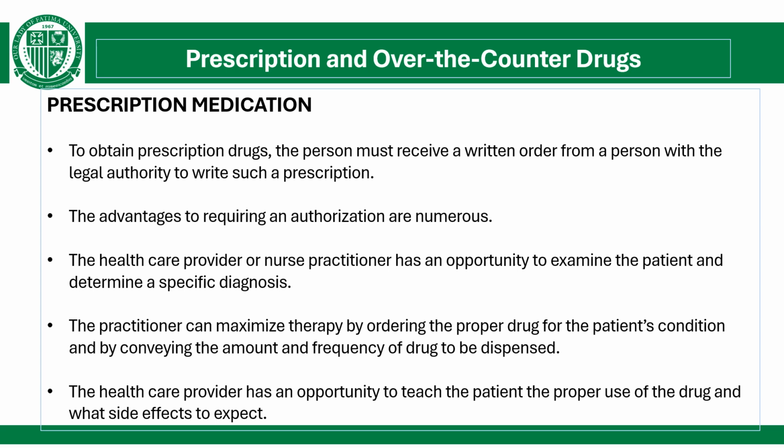Now we proceed first with prescription medications. To obtain prescription drugs, of course, there must be the doctor's orders. The patient or the immediate family member of the patient must first secure the doctor's orders in order to purchase or have the rights to purchase the medication.